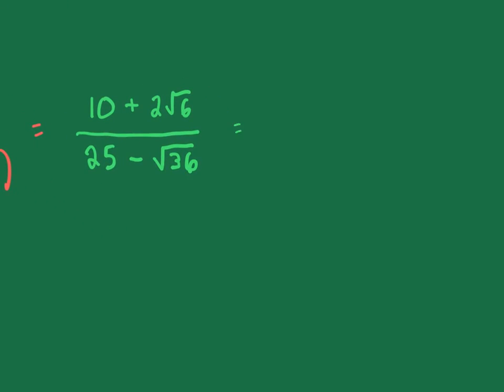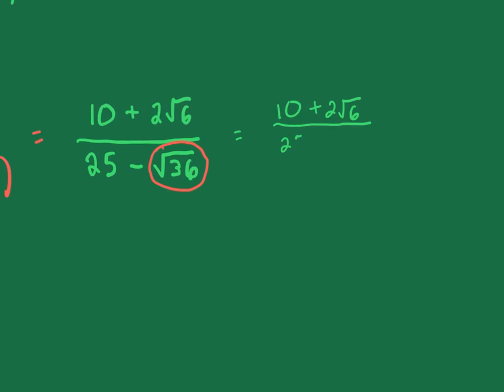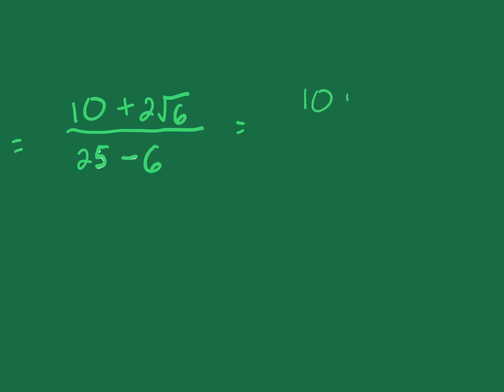So we're going to simplify this just a little bit more. 10 plus 2 square root of 6, those aren't like terms, so we can't combine them. On bottom, though, square root of 36 is actually 6, so we've got 25 minus 6. So 10 plus 2 square root of 6 over 19.